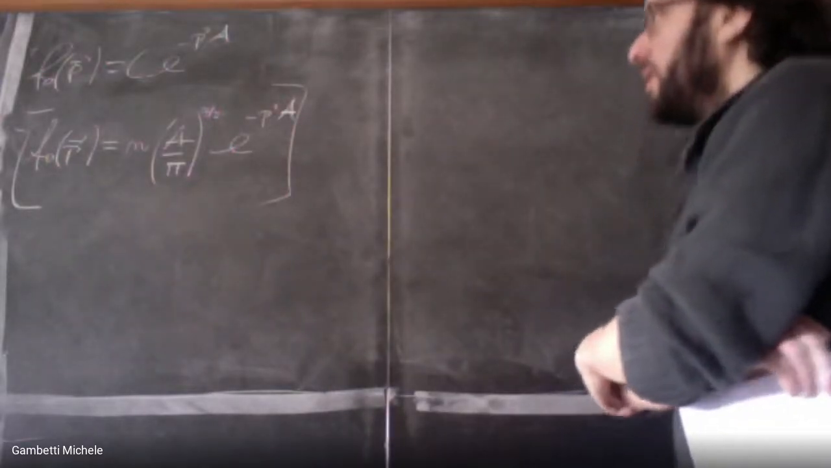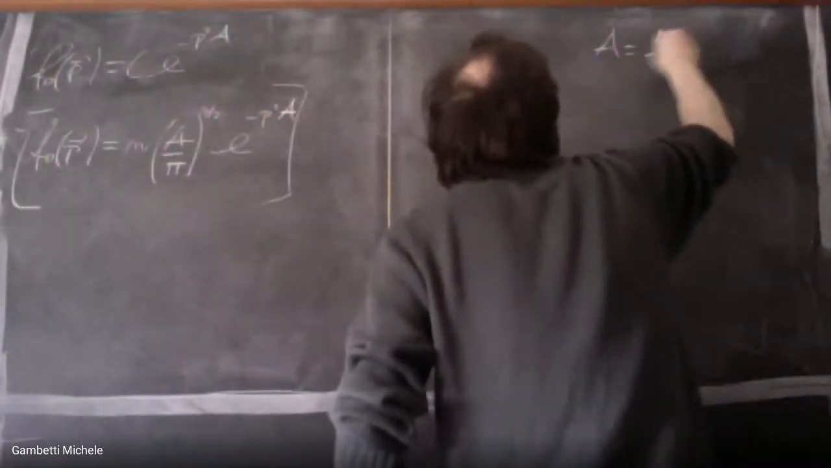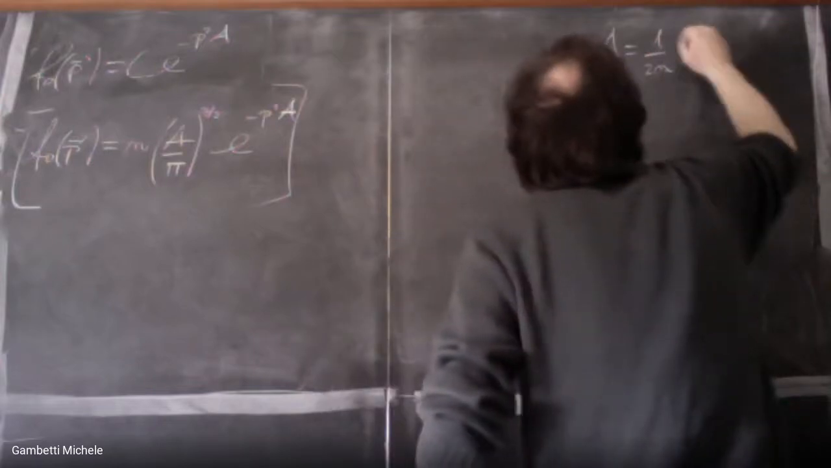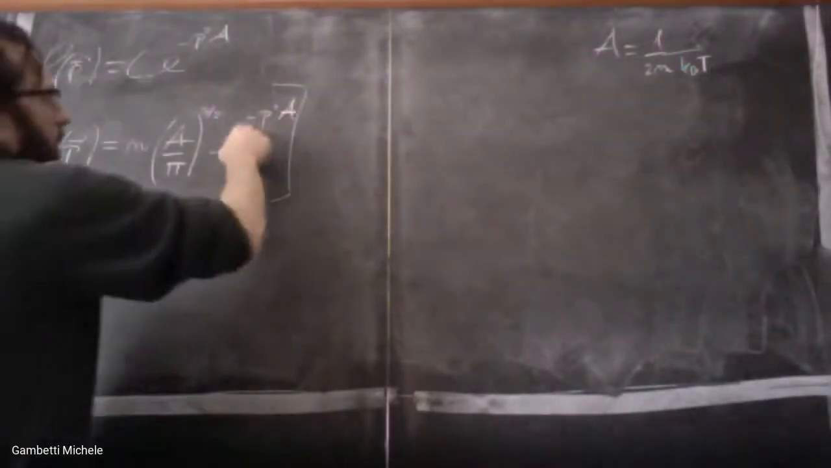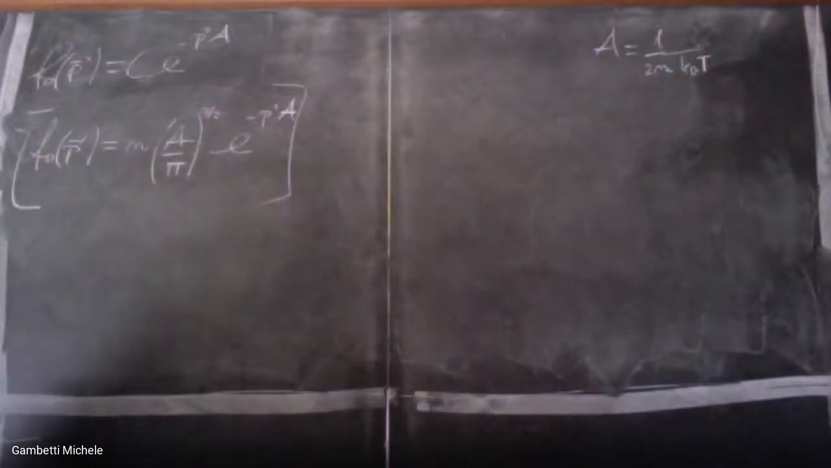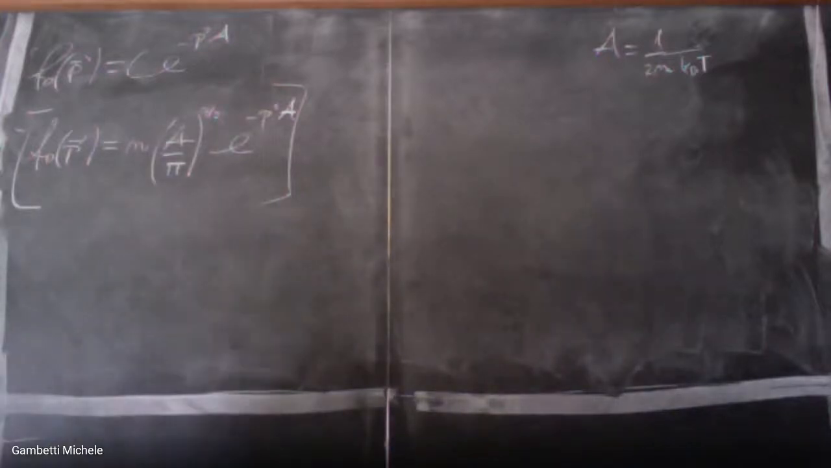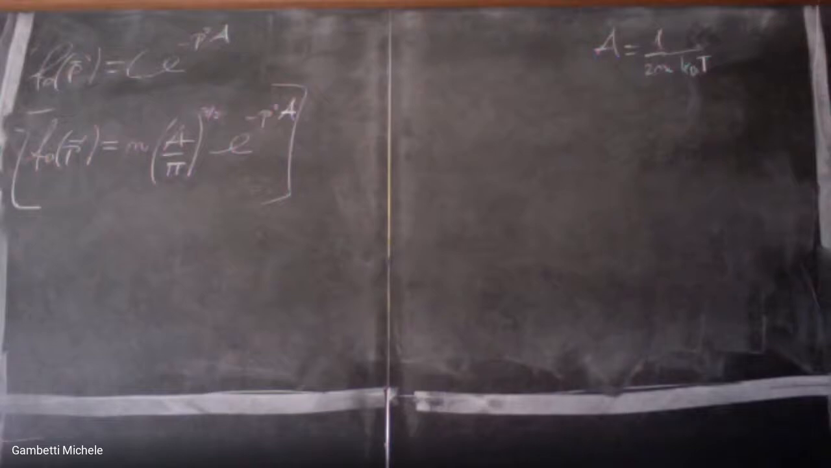But in any case, you might remember, or you can just by comparing with the microcanonical ensemble for the case of localized systems, you can infer that this a is actually 1 divided by 2m and the kBT, and therefore this will be e to the minus kinetic energy of the particle divided by kBT, which is the typical thermal energy.